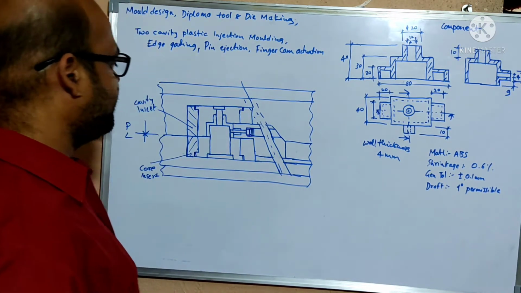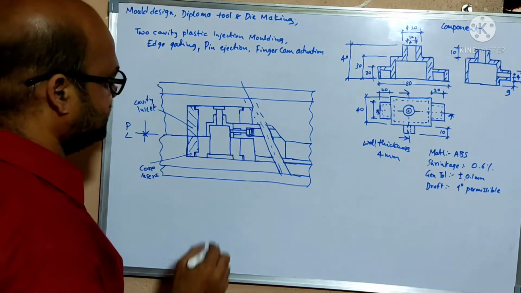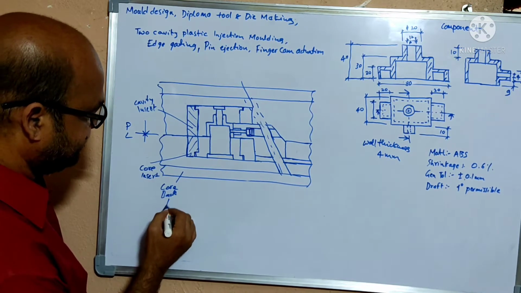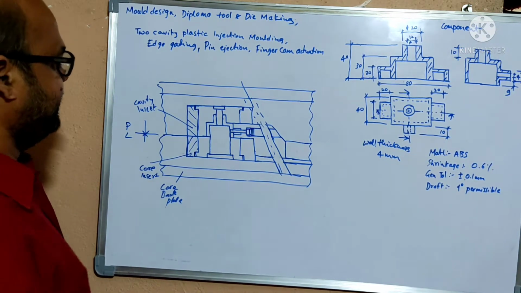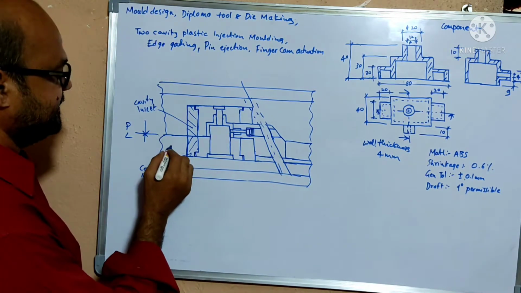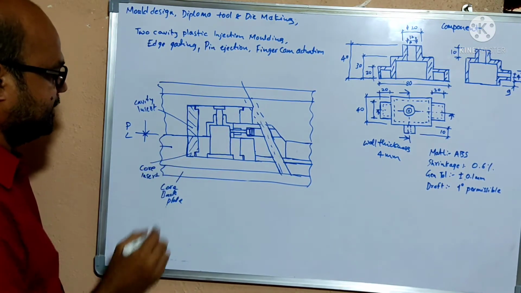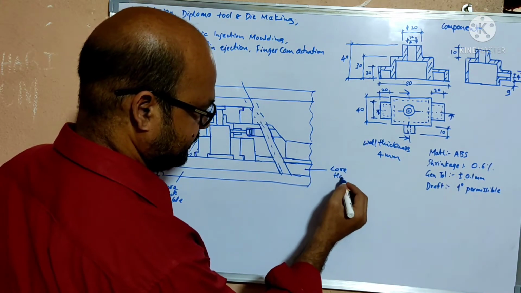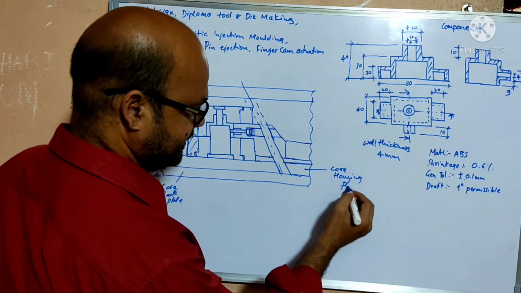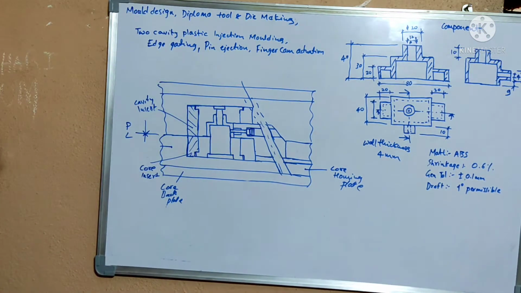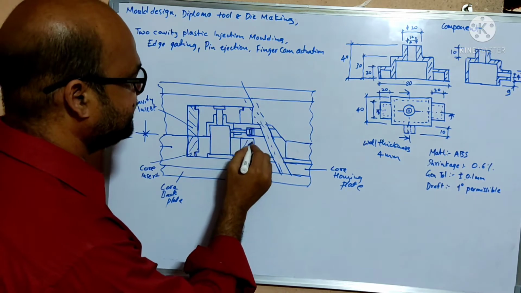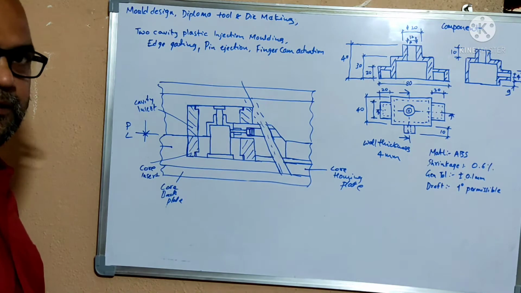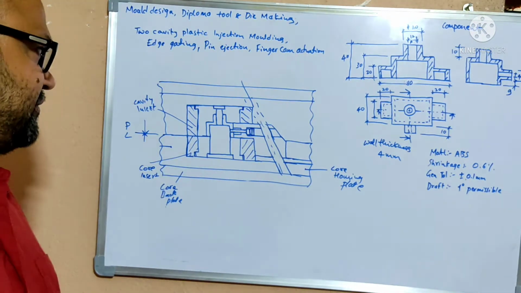This one is the cavity insert, and you are observing this one is the core back plate, and this plate is the same. This plate is the core housing plate. This plate is the core housing plate, and then similarly I have given the hatchings for your kind observation.